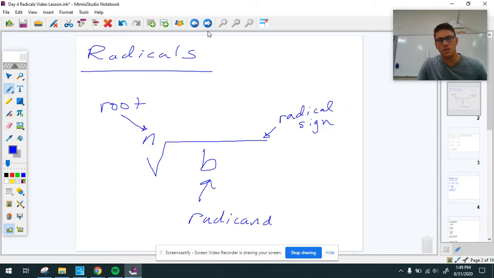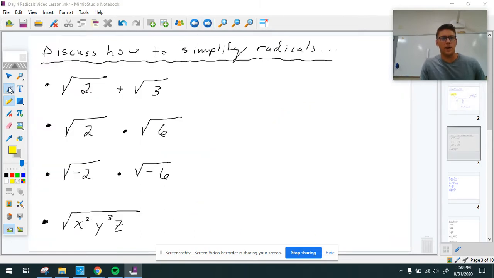To start though, it's important to note some of the vocab of this. The root is either the square root or cube root. Sometimes there's a number there if it's a cube or a fourth, or a square root doesn't show it. You've got the radical symbol, your standard symbol here, and then the radicand is what's on the inside. But how do we simplify these types of expressions?